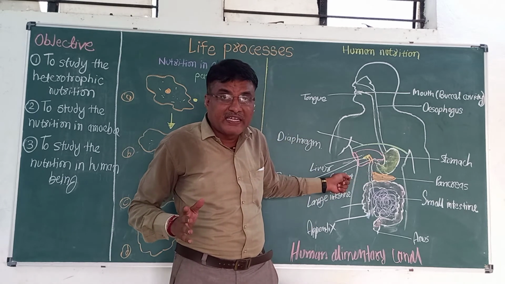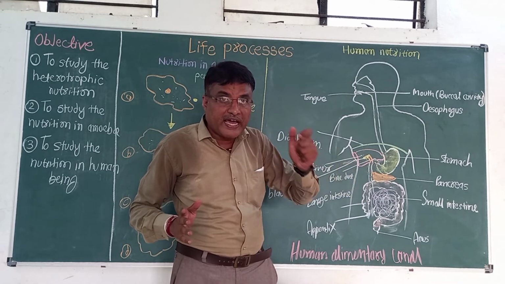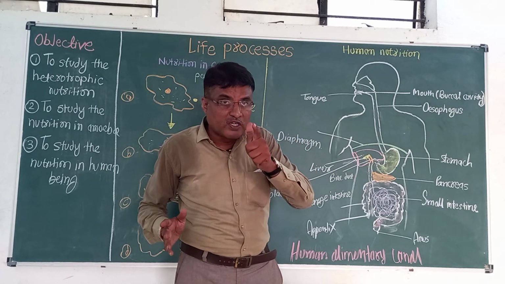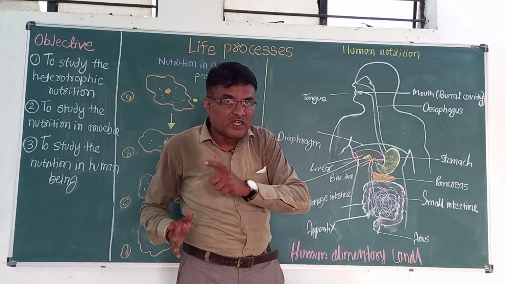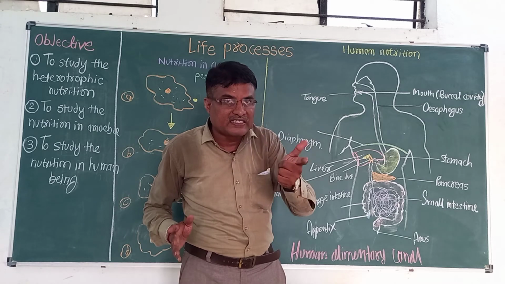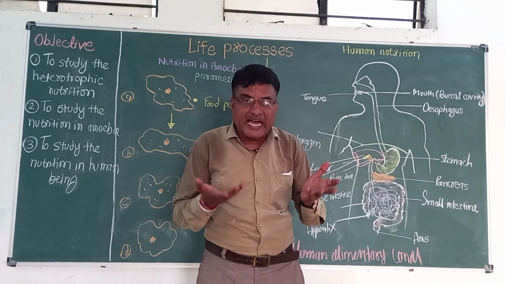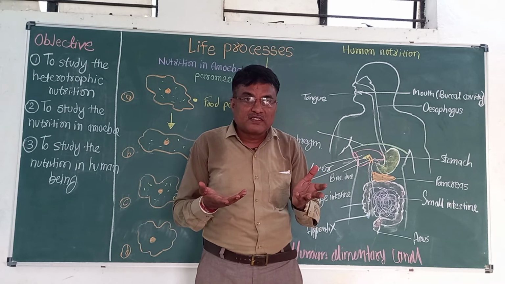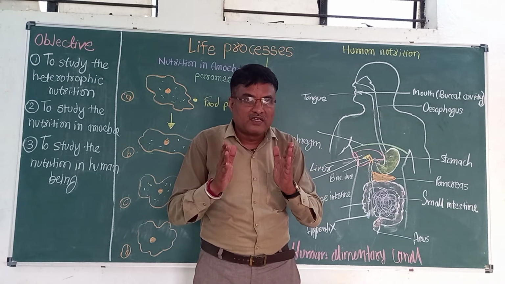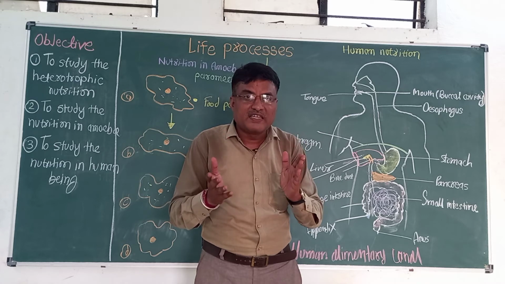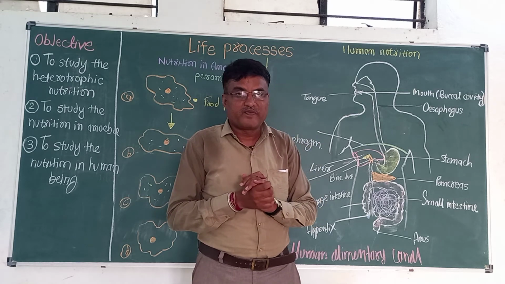Herbivorous animals, like deer, cow, buffalo, have to digest cellulose, and cellulose digestion is a complex process. So their small intestine is large. But in carnivores, like the tiger, the small intestine is small because meat is easy to digest.